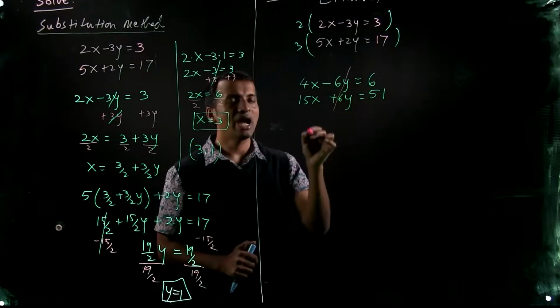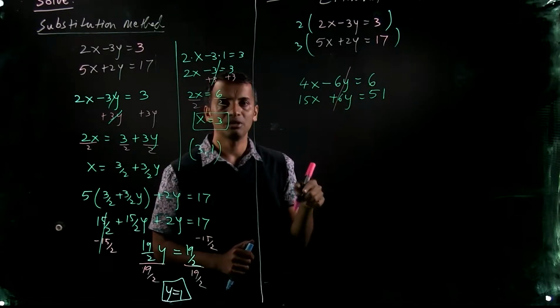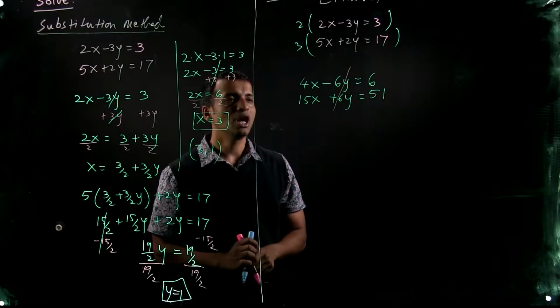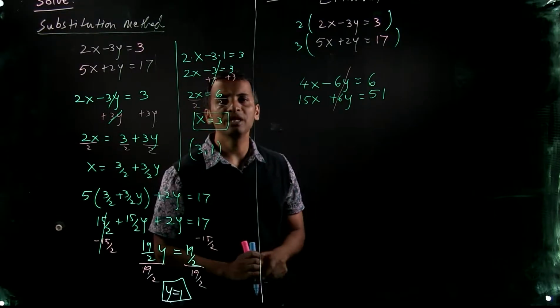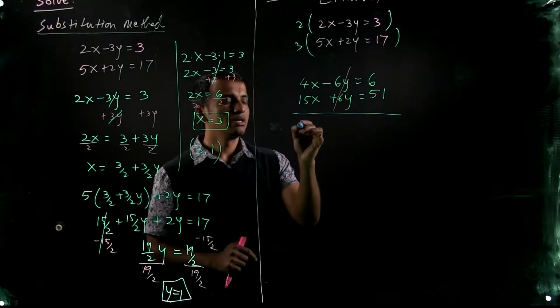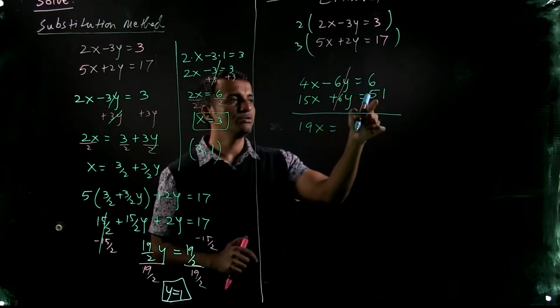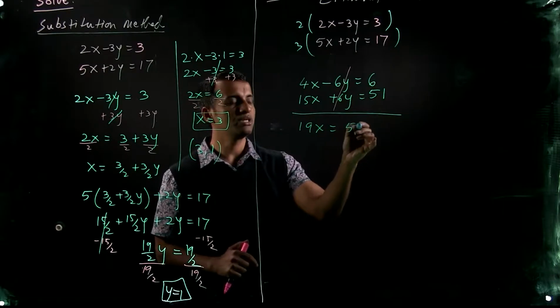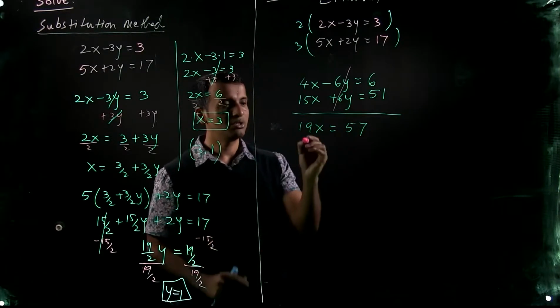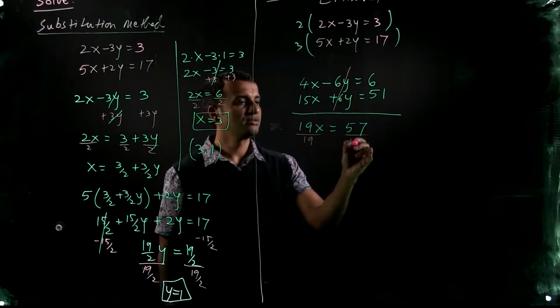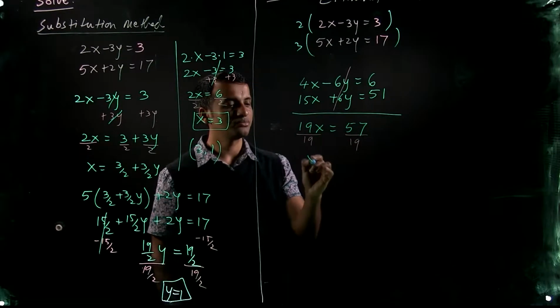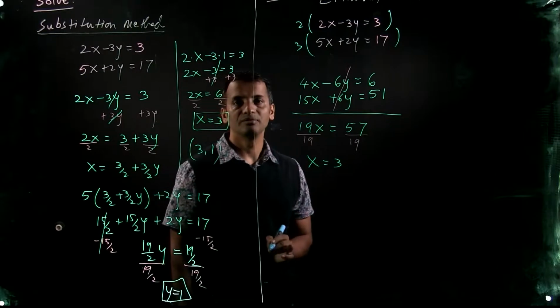Now what you do is you add them, so negative 6y and positive 6y add to 0, right? So how much is 4x plus 15x? This will be 19x equals 51 plus 6, which is 57. Next, divide by 19, so you get x equals 3.